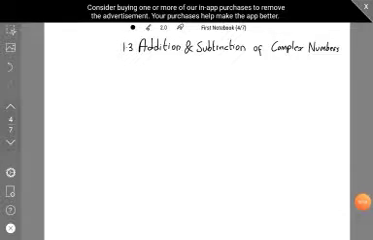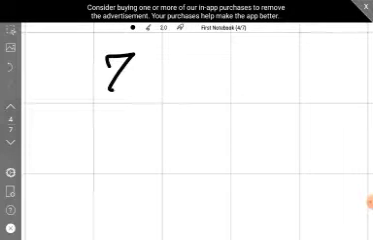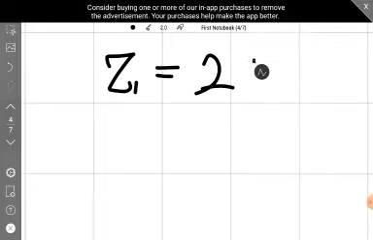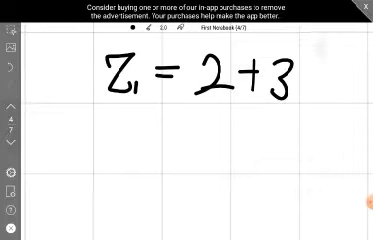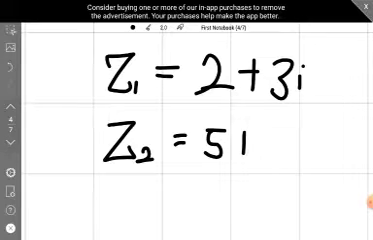In this episode, we'll look at how to add two complex numbers and how to find the difference between two complex numbers. Assuming you have a complex number z1 equal to 2 plus 3i, and a second complex number z2 equal to 5 plus 2i.